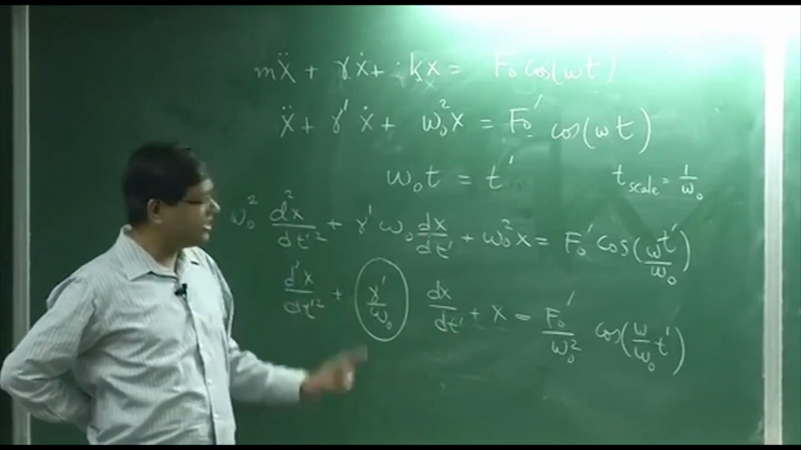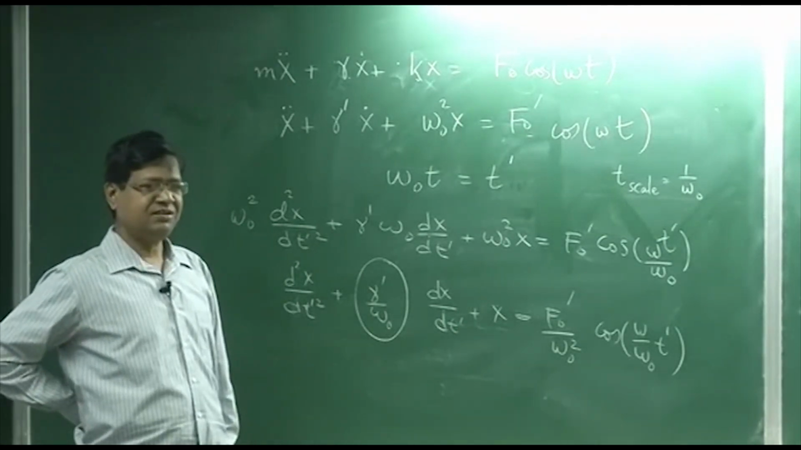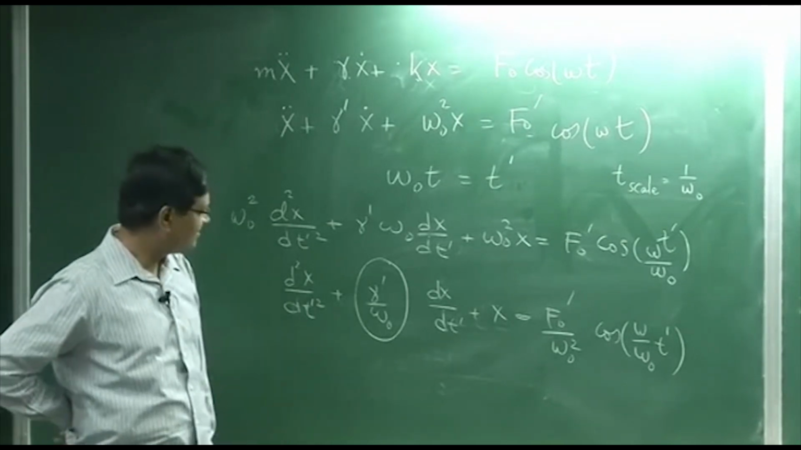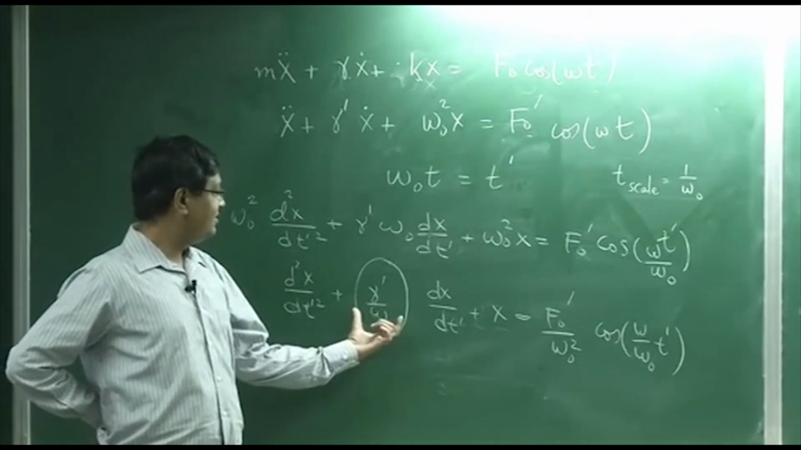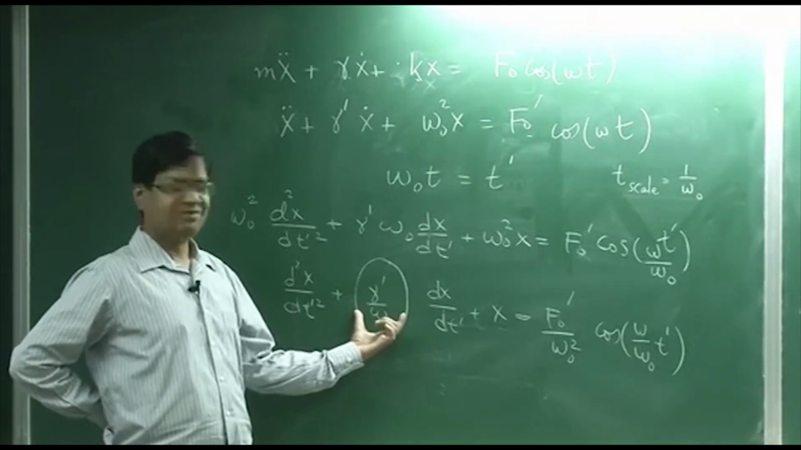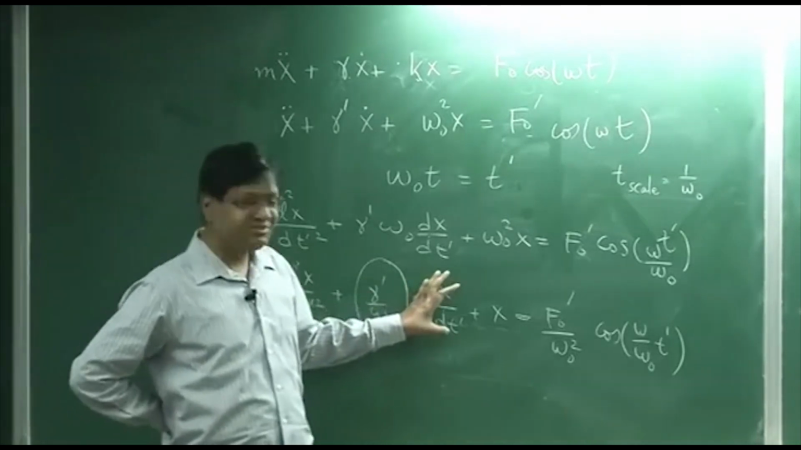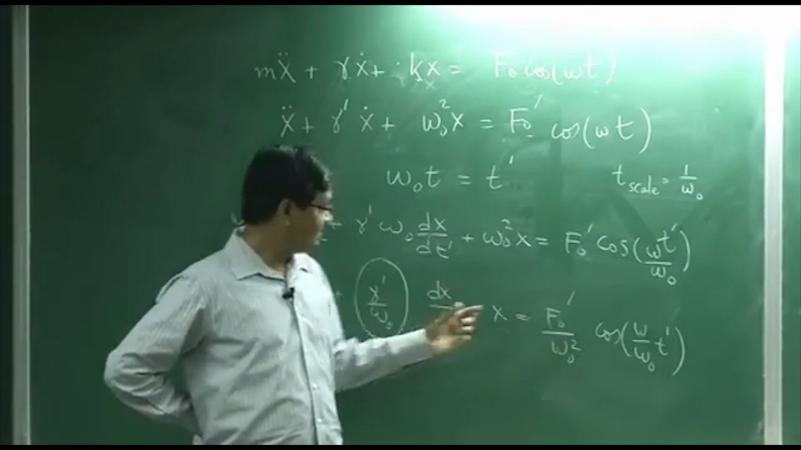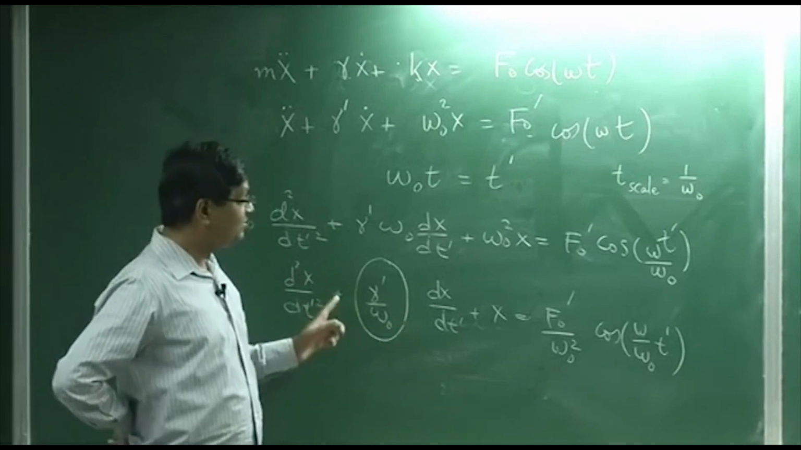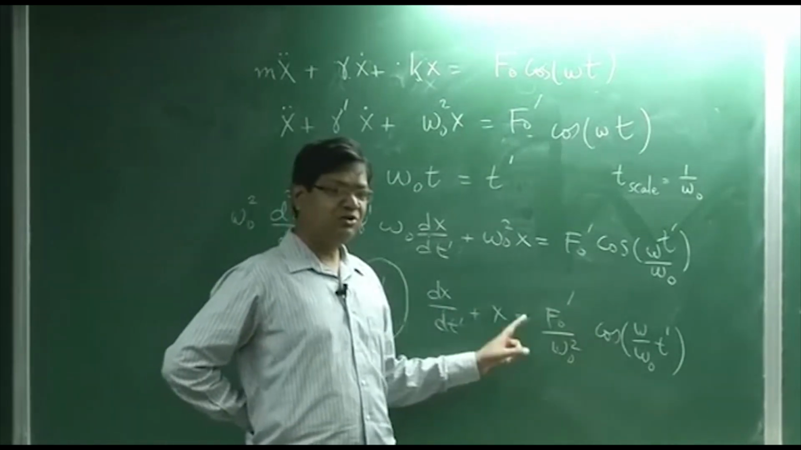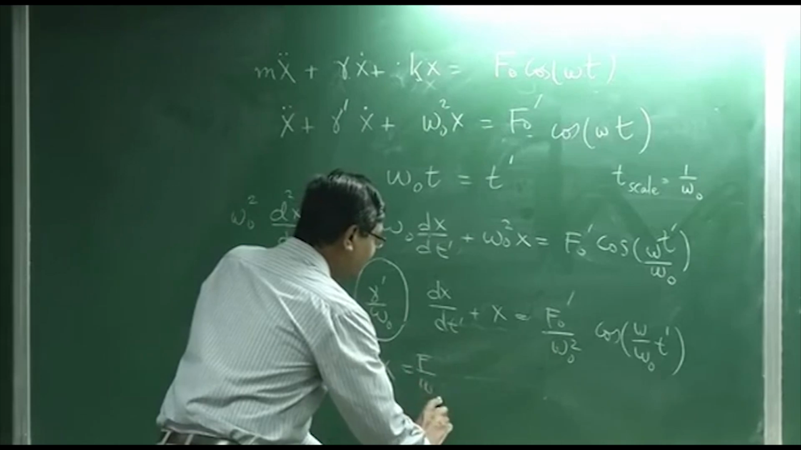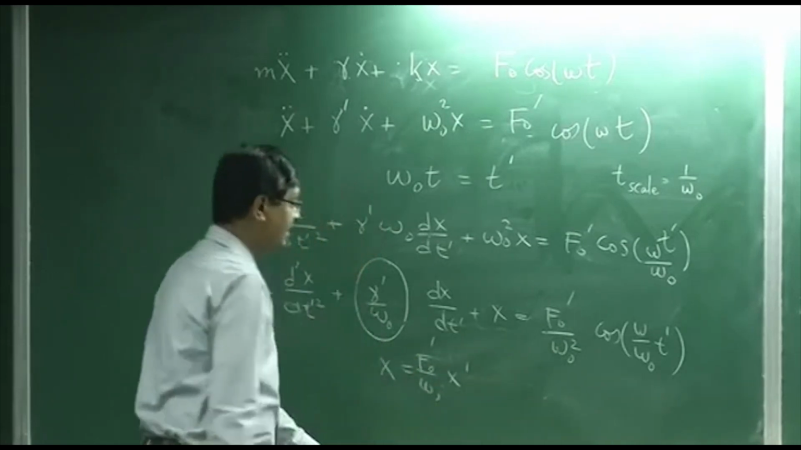Now I need to get the length scale. This will tell you what the length scale is. So what is the length scale for this problem? Gamma dash by, no, that is not it. What is the dimension of this object? This is a dimension of length, this is a dimension of length, and this is dimensionless, it has no dimension. So the dimension of length is here, so I should take this as the length scale. So I should say x equals F prime by omega naught, times x prime. Now x prime is dimensionless.